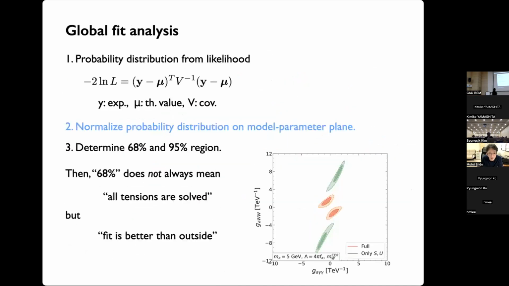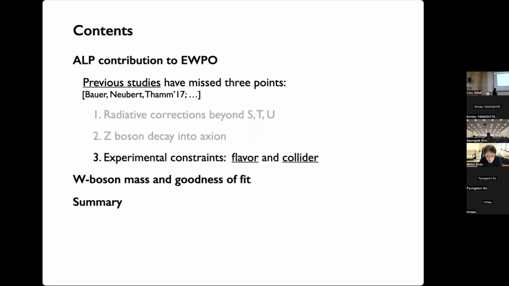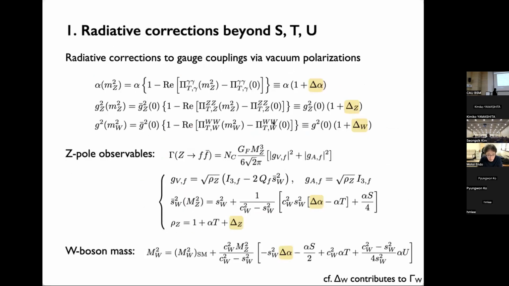An interesting point is that in the last plot, I showed this one-dimensional analysis. Because of this cutoff dependence, if lambda equals f_a, at some point the loop function changes sign. Let me show the correction to the W boson mass. In our choice of the cutoff scale, this delta alpha, S and U positively contribute to M_W, but if their contribution changes sign, then we cannot explain the W boson mass discrepancy.